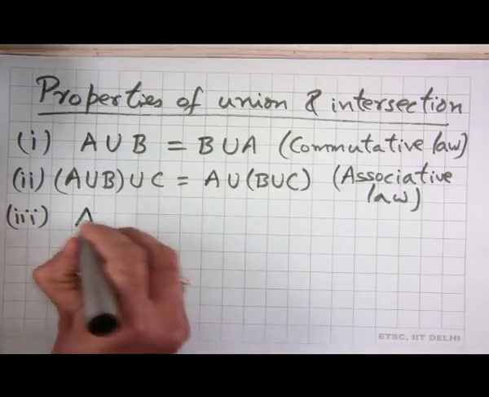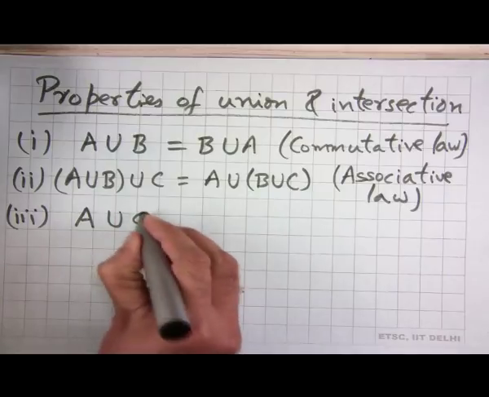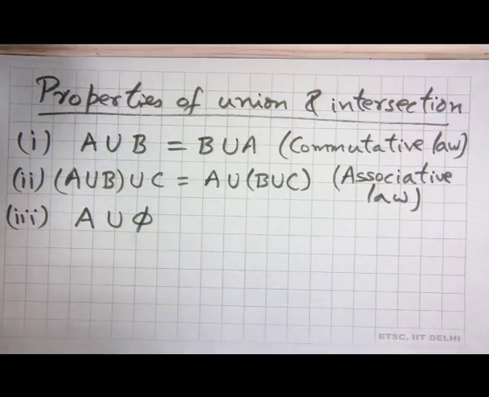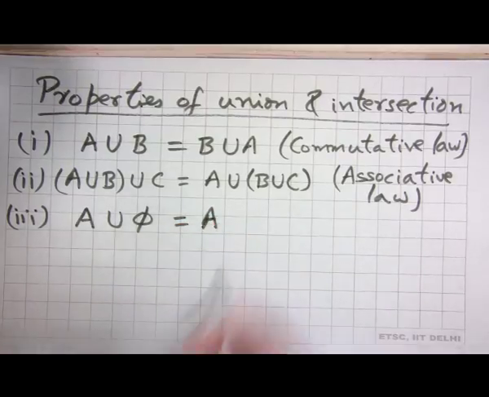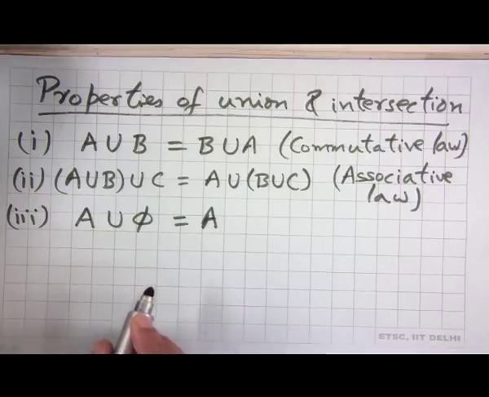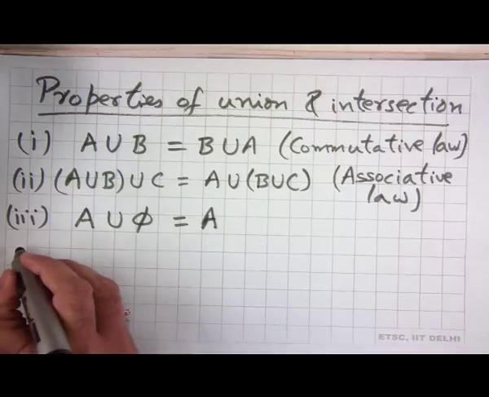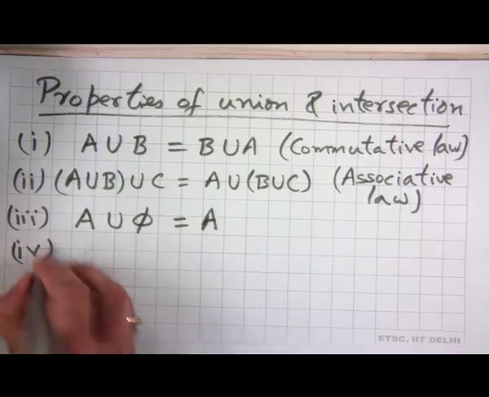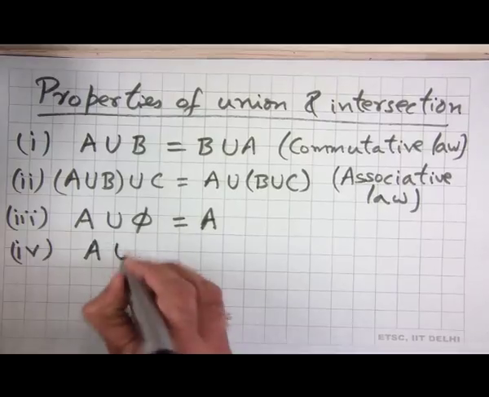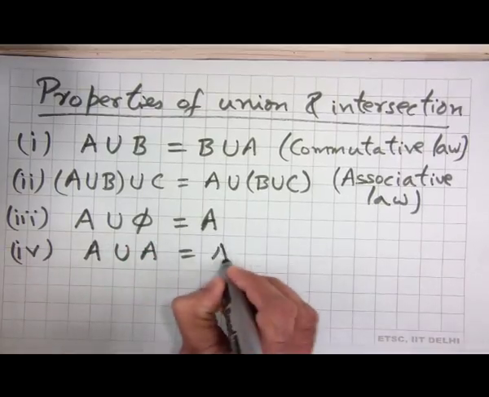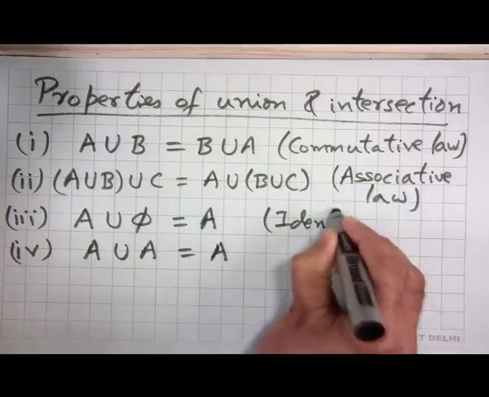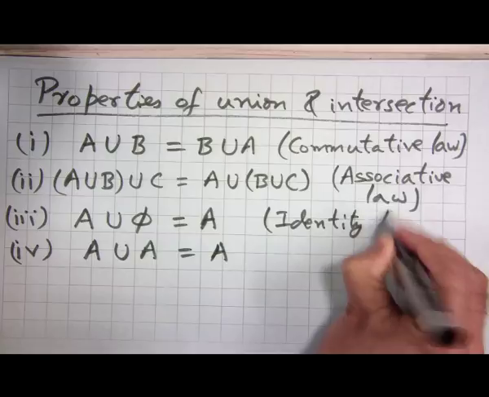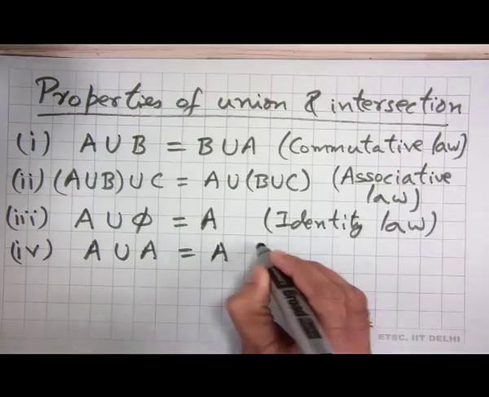Third is the empty set. If you take A union with the empty set, that is equal to A. This is like, for real numbers, A plus 0 is equal to A. And A union A is equal to A. Sometimes we call this the identity law, and this is called idempotent.